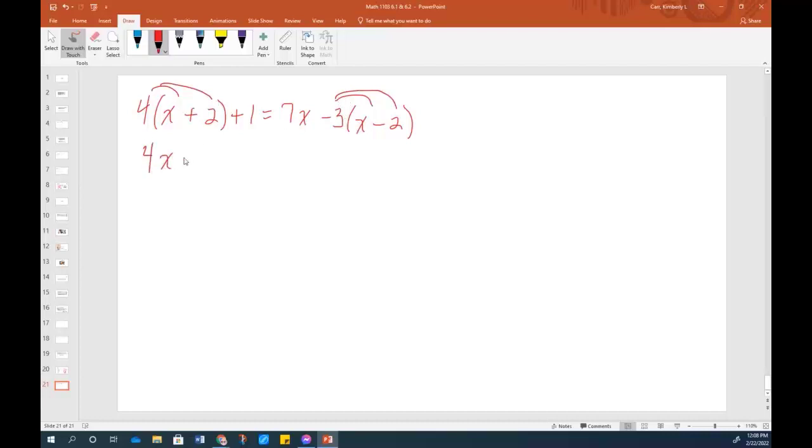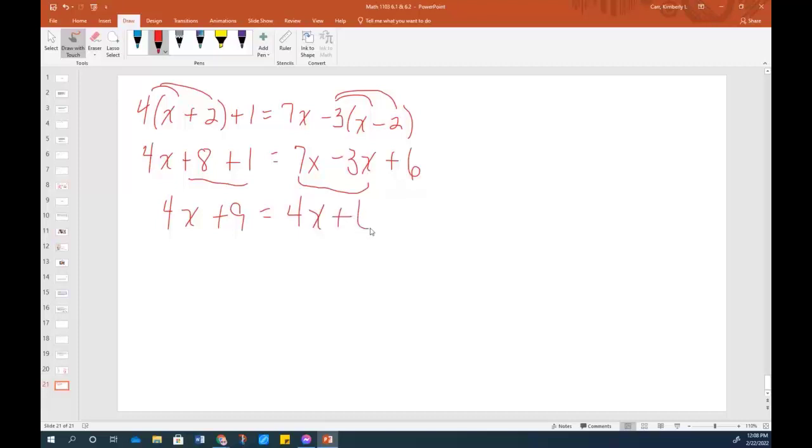So that gives me 4x plus 8 plus 1 equals 7x. And then negative 3 times each part of that. So negative 3x plus 6. Now I want to go ahead and combine my like terms on each side. So over here on the left, I have the 8 plus 1. So that's 4x plus 9. On the right-hand side of that equals, I have 7x minus 3x. So that's 4x plus 6.